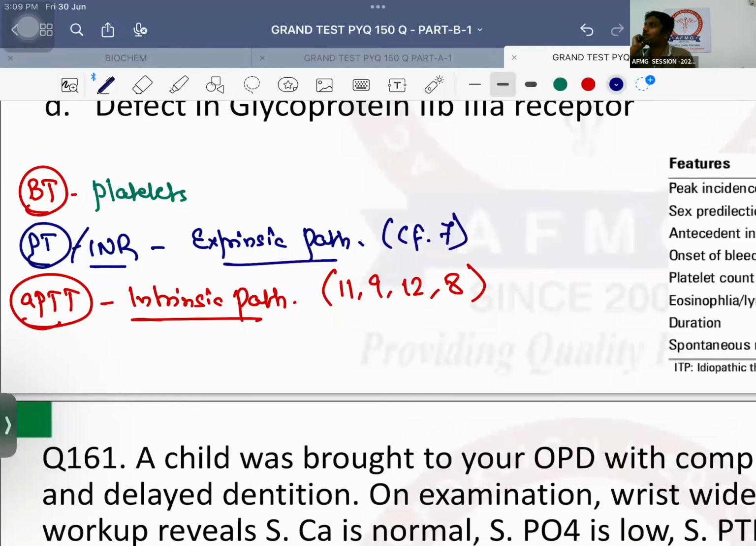Anybody? When is PT prolonged? Very good. Warfarin toxicity, because warfarin inhibits clotting factors 2, 7, 9 and 10. That's the reason, important. Please remember, in warfarin toxicity there is a problem in clotting factor number 7, therefore the time which is prolonged is the PT INR. Please remember that. No issues with this, anybody? And APTT will be prolonged in which condition? Factors 8, 9, 11, hemophilia usually. Okay, so please remember that.